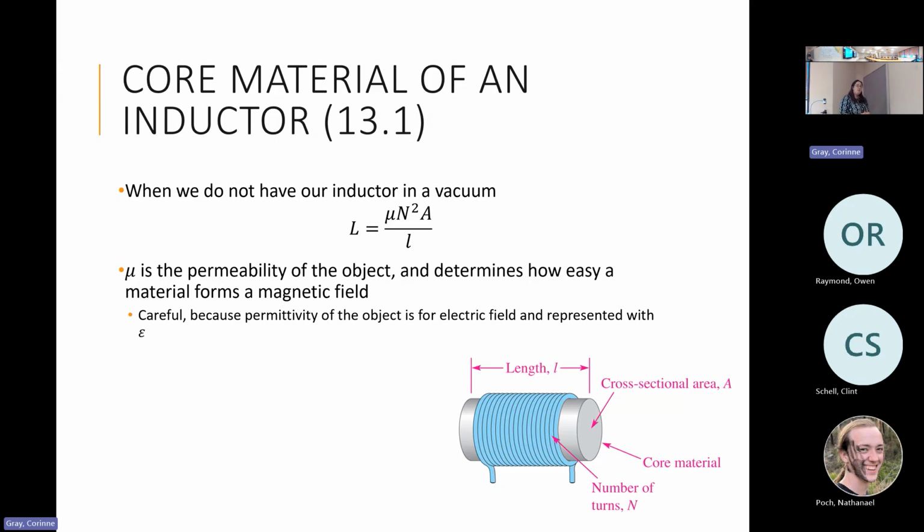Something we just want to be careful of. Let's say hypothetically you are looking up a value for the permeability of free space. We want to make sure that we're not accidentally looking up the permittivity of free space. Very similar sounding words, very similar looking words. One is for electric fields, one is for magnetic fields. So just be careful if you are looking up a value.